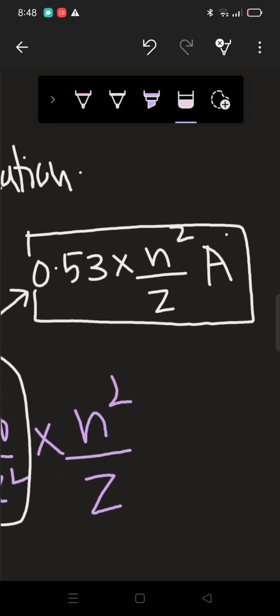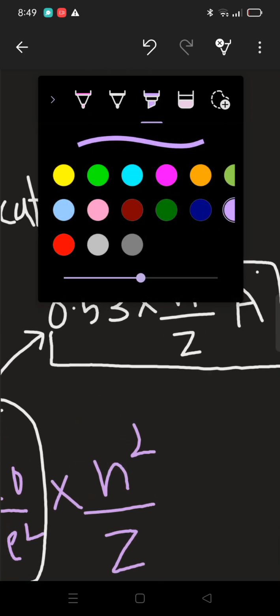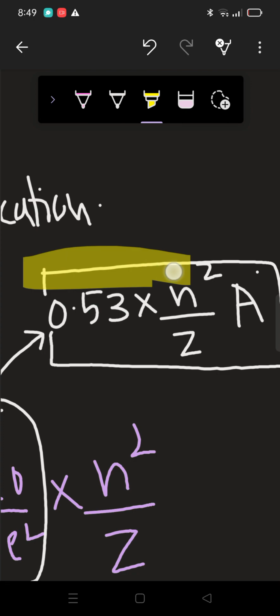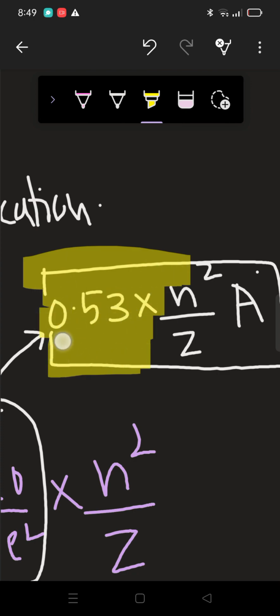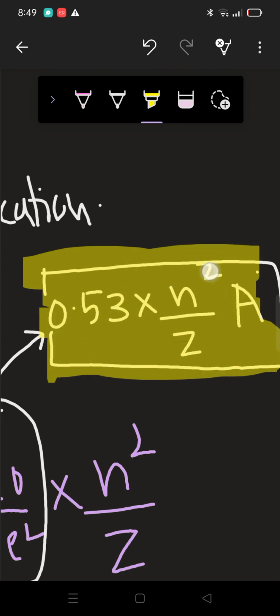And n represents here the shell number, and z represents the atomic number. So let me highlight this. Here we have got our shortcut.